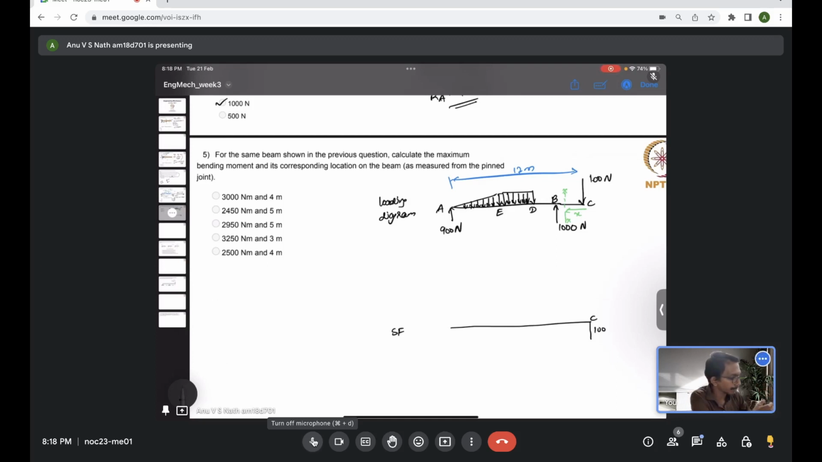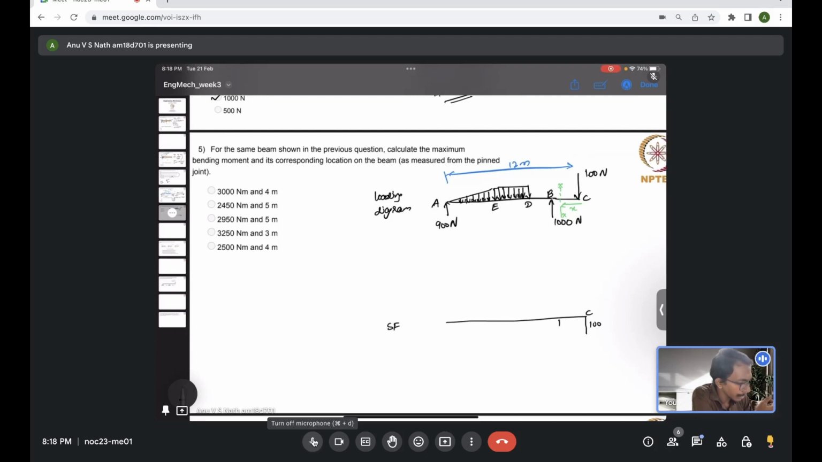Now if the section xx is in between B and C, if you look at the right of the section, you will only see 100 Newton acting downward. As a result, you will have only 100 Newton as a shear force for any x which is in between B and C. So if I mark the point B here, until the point B, 100 Newton will continue to be the shear force.